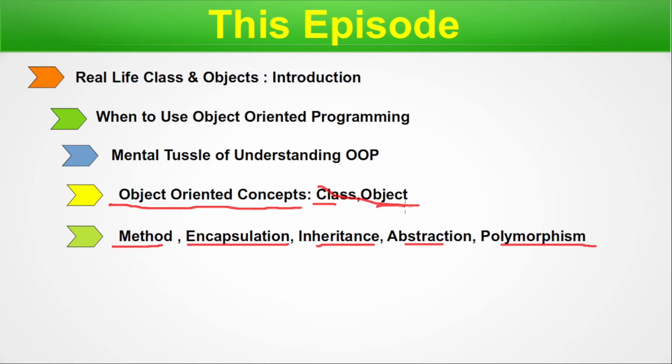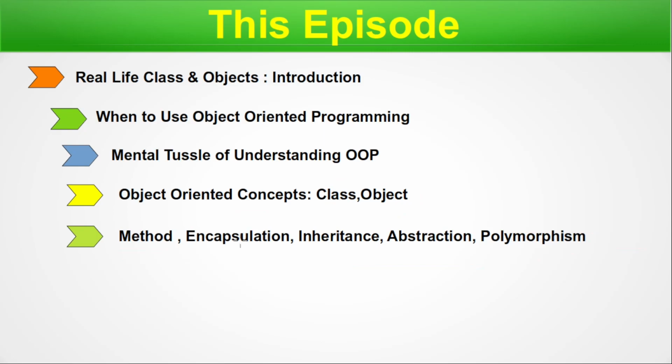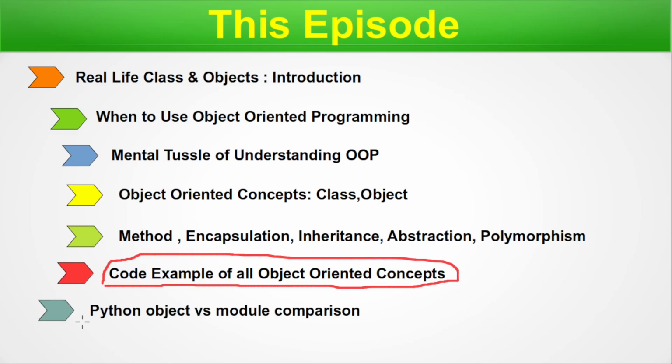These are the basic concepts that coexist in object-oriented programming. Also, we will give you a code example of each and every concept. Next, we will go through code examples of all the object-oriented concepts in Python 3. Going further, we will do a comparative study of Python object versus module. And finally, we will summarize our entire learning of object-oriented programming in Python.